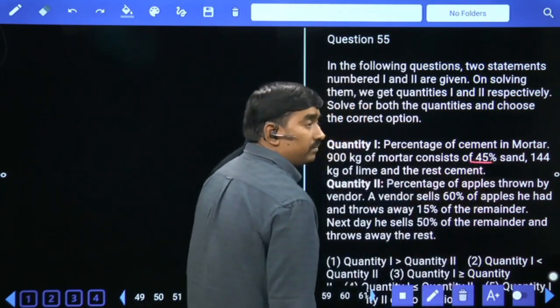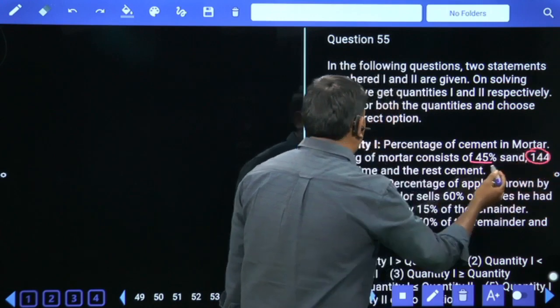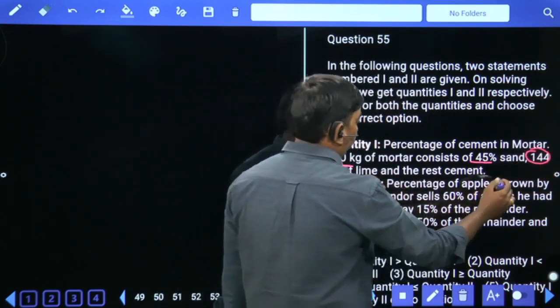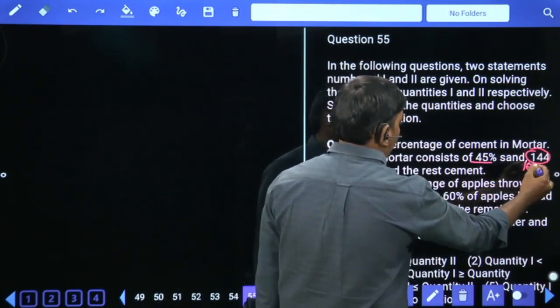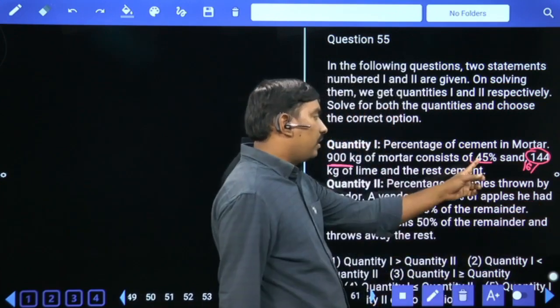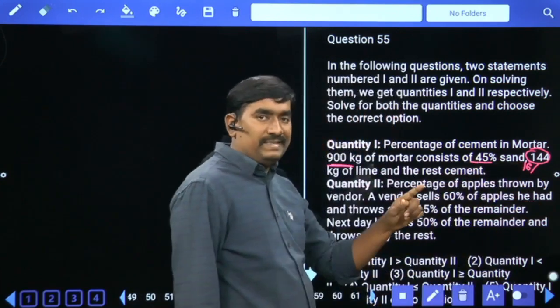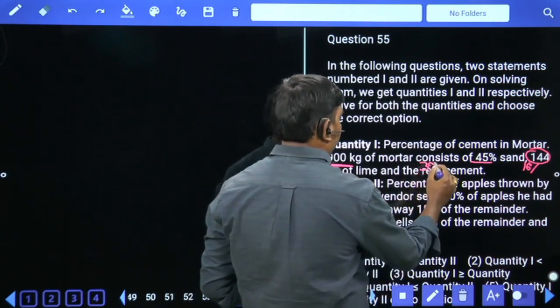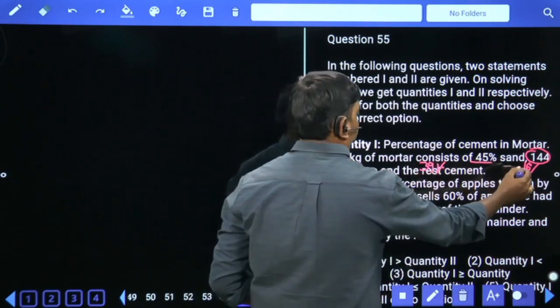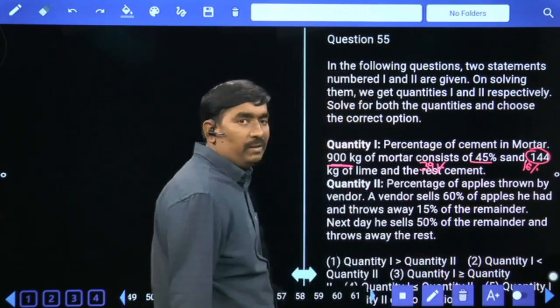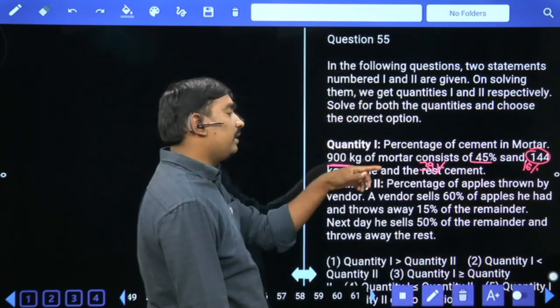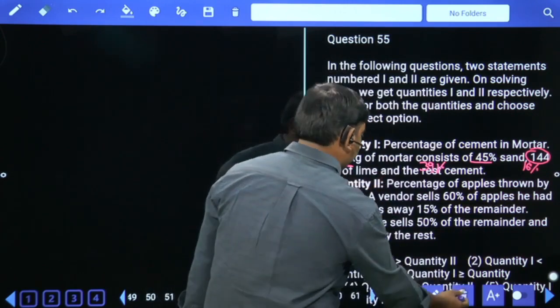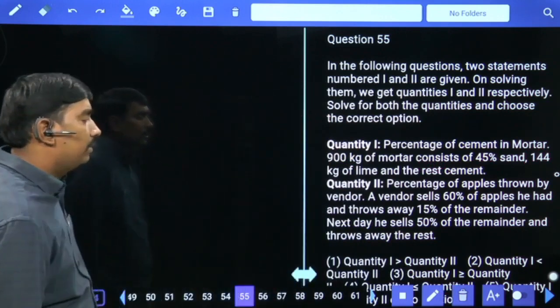45% sand. This 144 kg is nothing but 16% of 900. So 45 plus 16, 61% is over. So the remaining cement is nothing but 39%. So cement is 39%. Quantity 2.